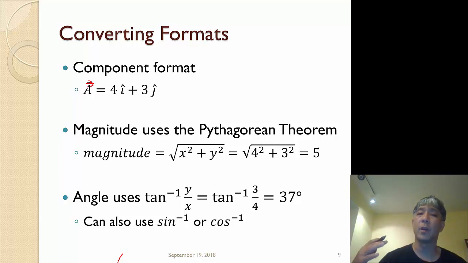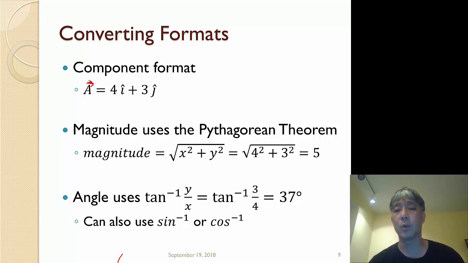If I wanted to convert from the component format to the magnitude angle, well, the magnitude, remember, is just the hypotenuse, so we break out the Pythagorean theorem, or the distance formula, and we end up with the square root of the x component squared plus the y component squared, and that's going to equal, in this case, 5. The angle is equal to the inverse tangent of opposite over adjacent, or y over x. In this case, it's 37 degrees. If you're more comfortable using the inverse sine and the inverse cosine, that's okay, but you're going to need to calculate that hypotenuse first if you don't already have it.